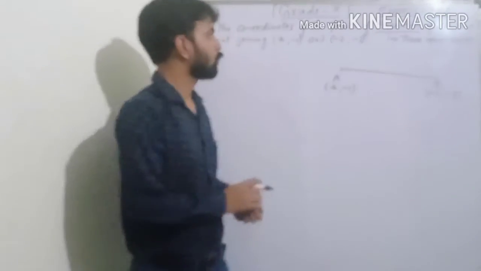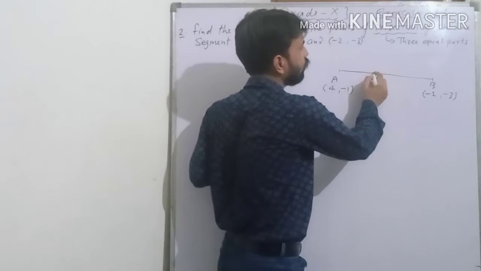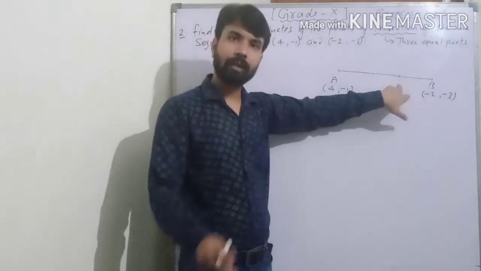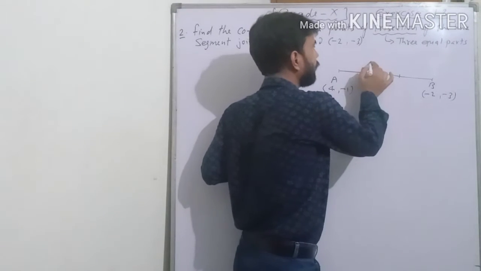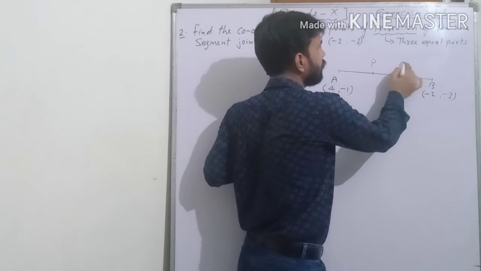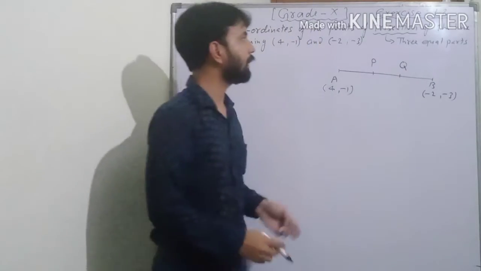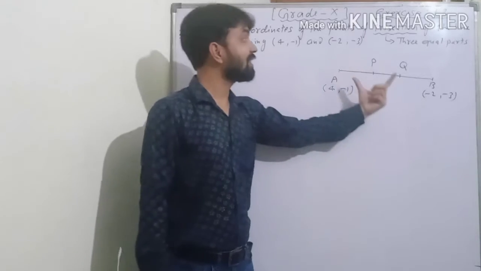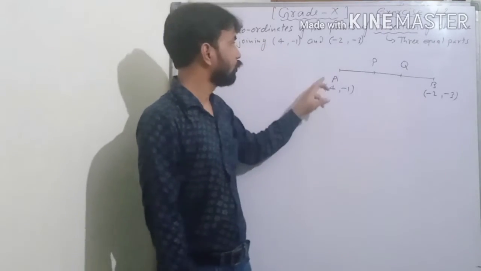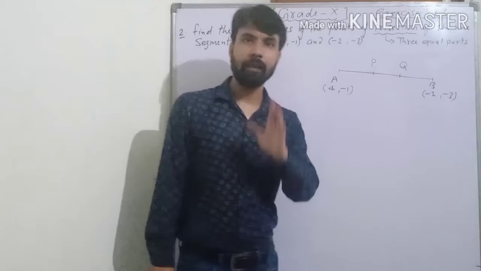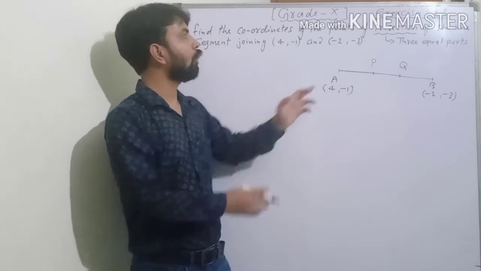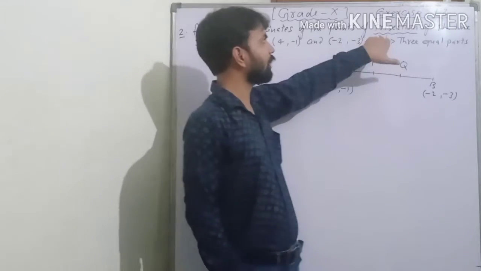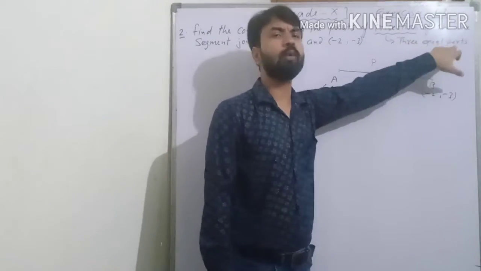Got it? So if we divide this line segment into 3 equal parts like this, how many points are there? There are 2 points. First point is P and second point is Q. So we will consider there are 2 points P and Q which trisect the line segment joining point A and point B. But the ratio of division is not given here. So we all know that trisection means division into 3 equal parts.